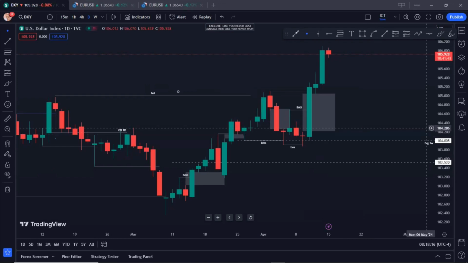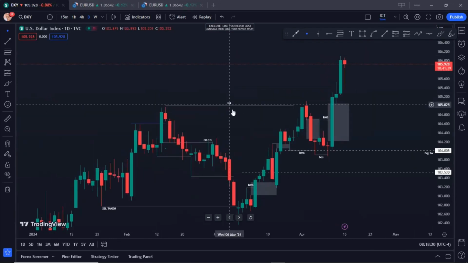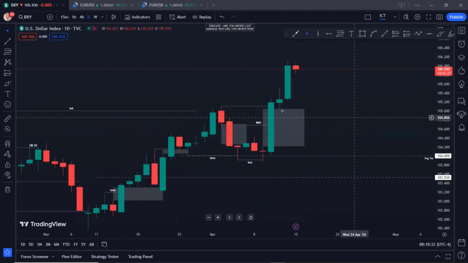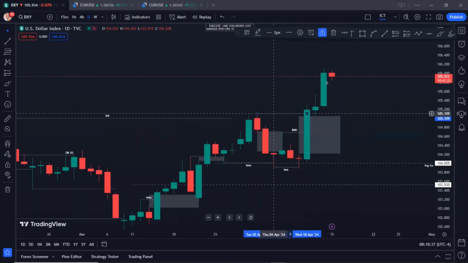Okay, so now looking at the XY right here, you see it has taken this swing high right here, then pulled back, then pushed back into here. Okay, it returned to internal liquidity, then external liquidity, broke market structure to the upside, then it has taken this high. So you see price has taken this high right here, in the form of a continuation to the upside.